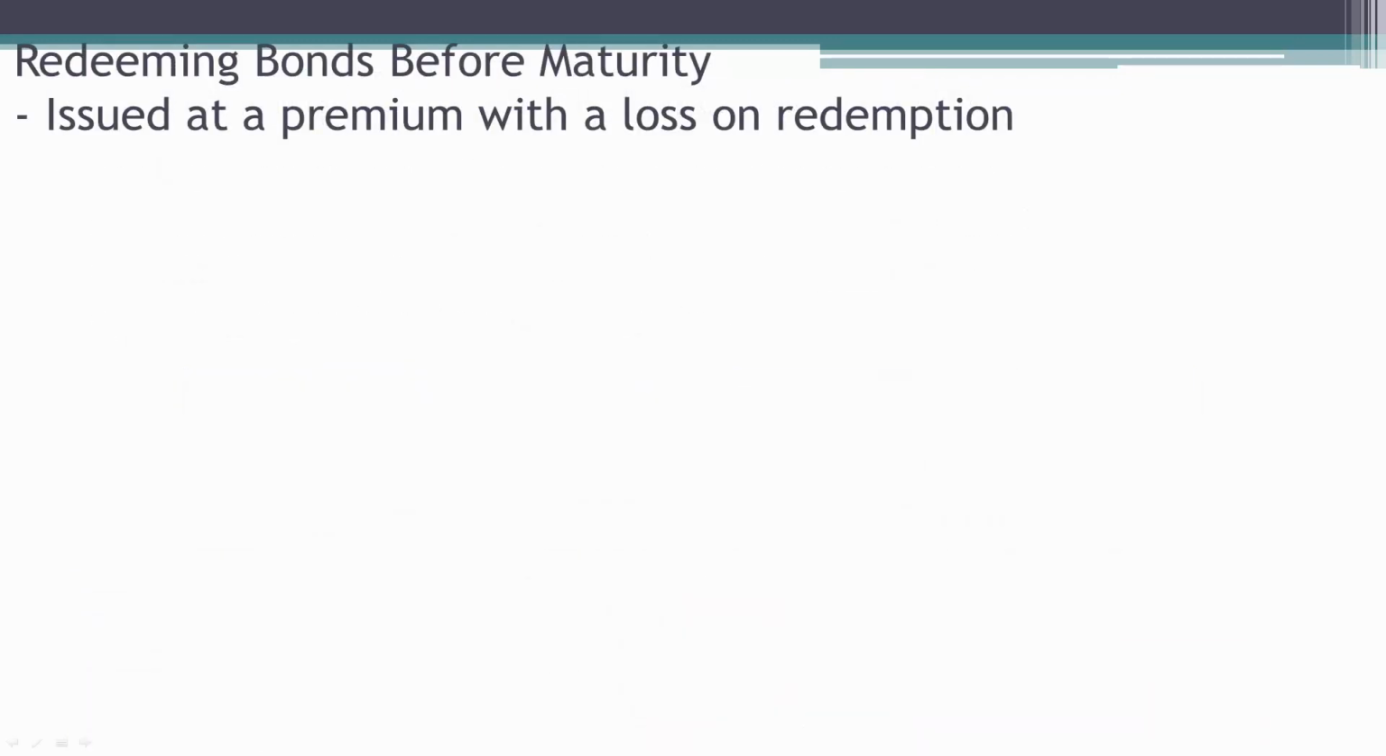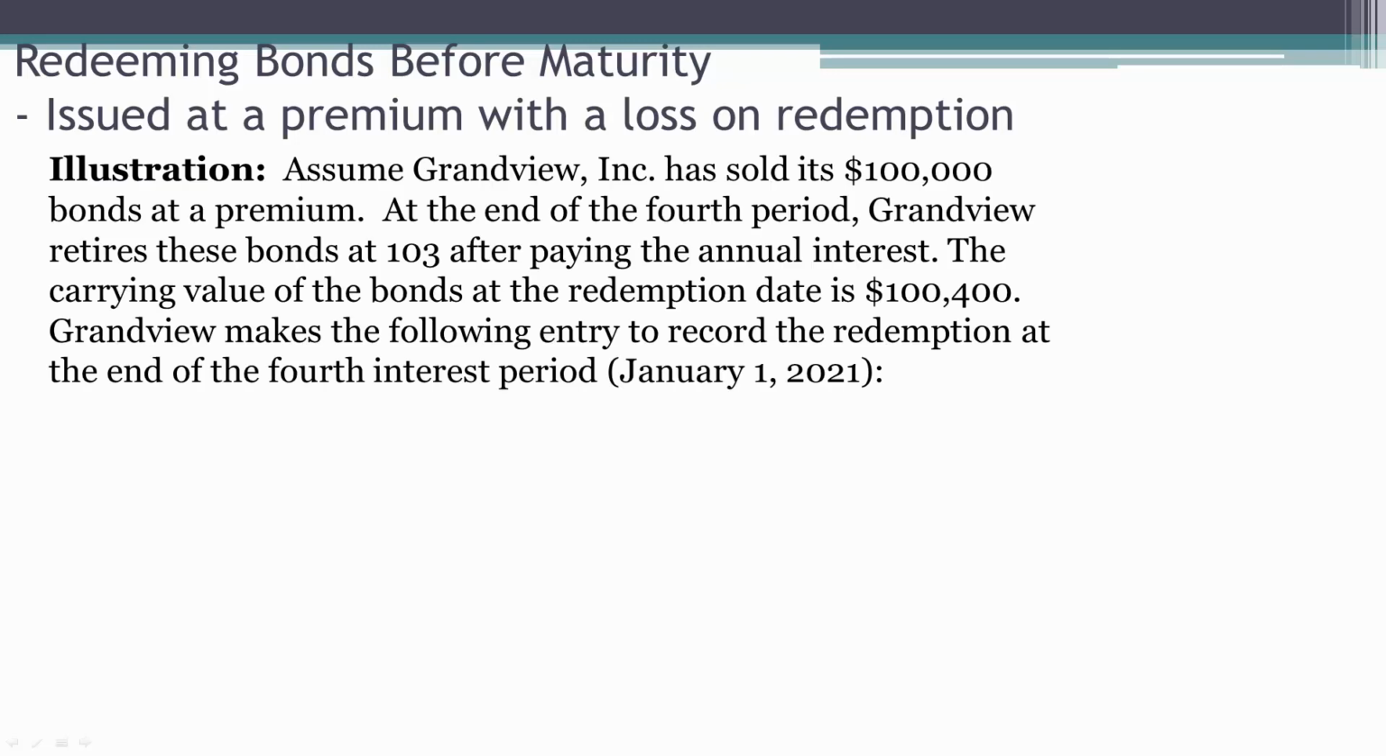So let's look at an example of a bond that was issued at a premium, and we will end up with a loss on the redemption. So here we have Grandview Inc. It sold its $100,000 bonds at a premium. At the end of the 4th period, they retire these bonds at 103. The carrying value of the bonds at redemption date is $100,400.